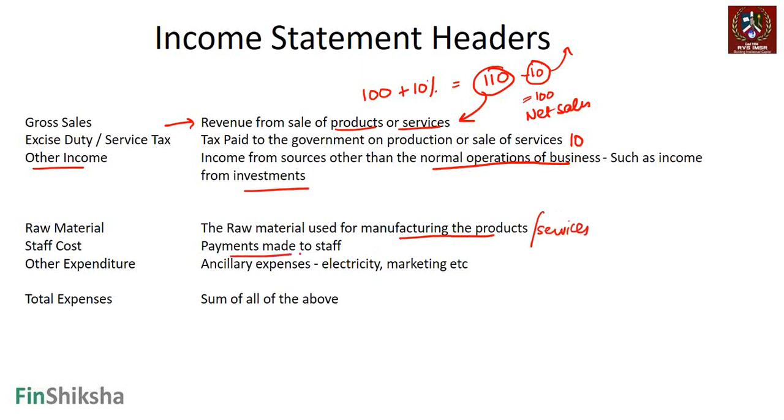Staff cost is the payments made to the staff. Other expenditure could be electricity, marketing, administration, rent, etc. that comes up. Total expenses are the sum of all of the above expenses, right? We club all these together. That's my total operating expenses that come in.